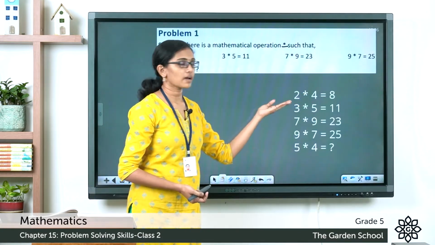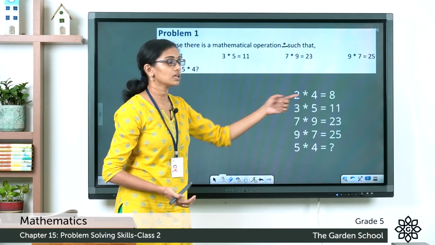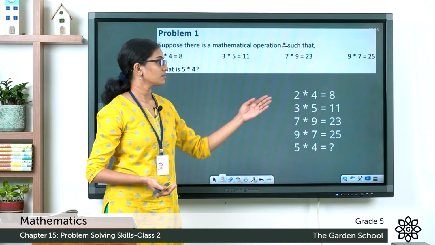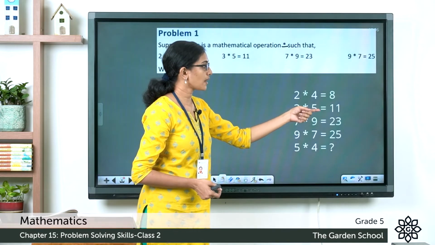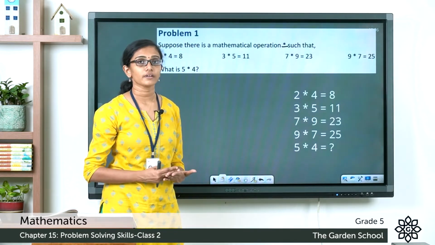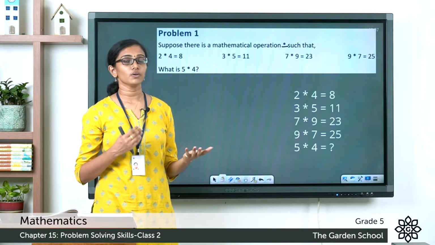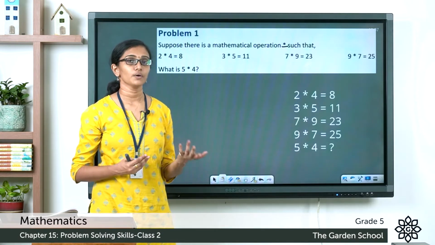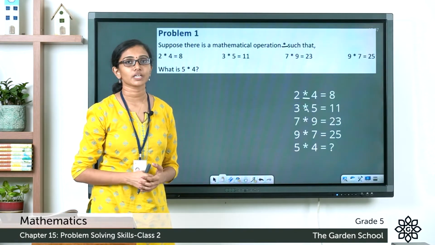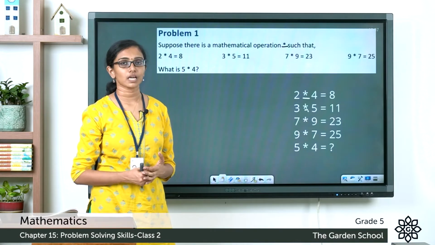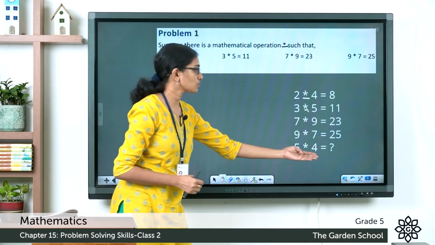When you see the first fact here, 2 * 4 = 8, you may get the feeling that this symbol here denotes multiplication itself. We know 2 4s or 4 2s are 8. But look at the next fact. 3 * 5 = 11. Is 3 times 5 equal to 11? Or is 5 times 3 equal to 11? We know it's not. 3 5s or 5 3s are 15. So that means this symbol here is not denoting multiplication in this problem. It means something else. We need to identify what this symbol means here to find the solution to this problem.